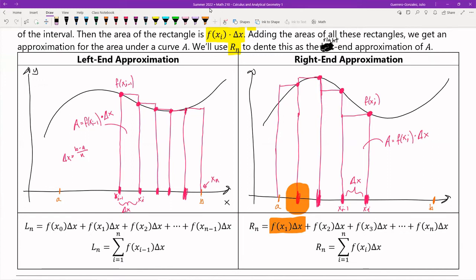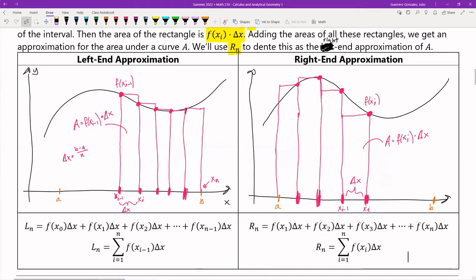That makes sense? And then likewise, as we go toward the end, as we move over to b, that is x sub n, and that is going to be the right end of the last subinterval from our partition. So that's why we end there. Okay, that's it. That is the difference between the left end and the right end approximation. Same argument for both, but we sort of give more attention to one end over the other, depending on which one we want to do. If we want to do right end or left end approximation, okay?